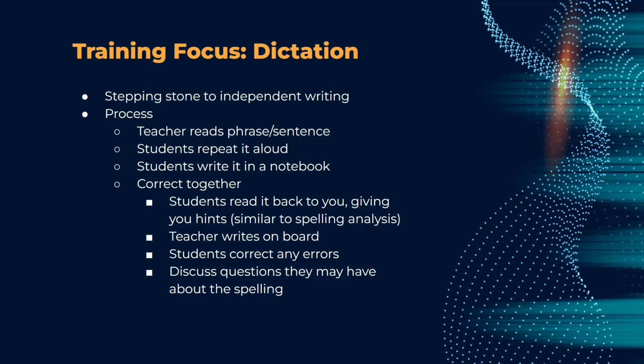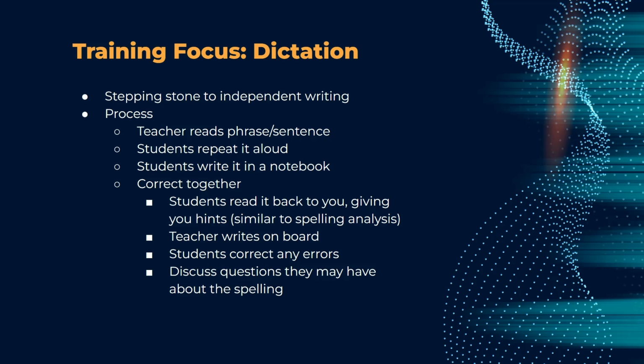And then you can have a discussion about any questions they might have about the spelling, or if anything was hard about that. So for instance, if we were writing the sentence, "She buys eggs, milk, and bread," you would say that, and then the students would have to repeat that back. "She buys eggs, milk, and bread." And they're going to write it in their notebook.